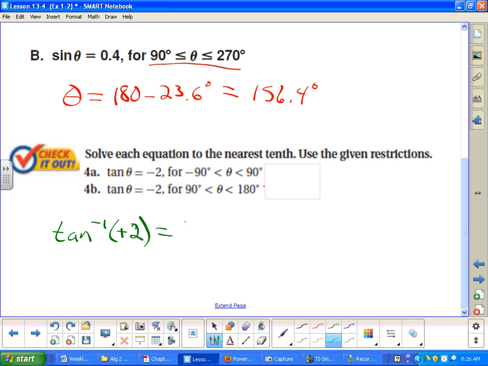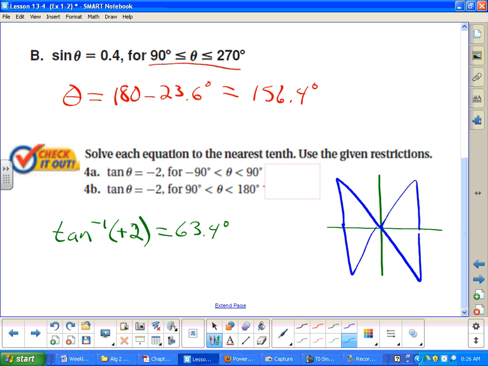Okay, 63.4 degrees. So that means then that if I draw, now let me go a little extreme. So that means that this angle here is 63.4 in all 4 quadrants. Now it just depends on which one they're talking about.